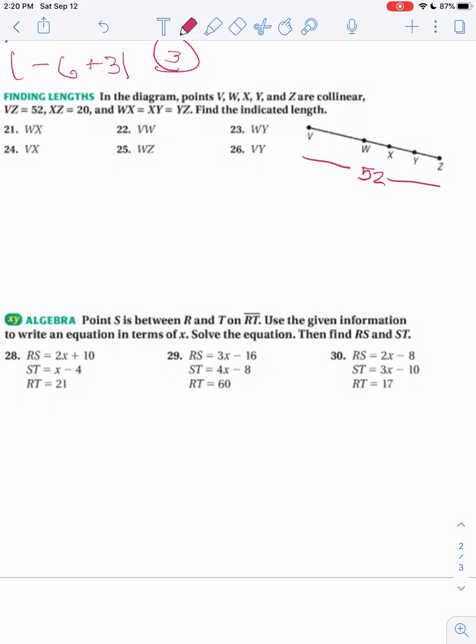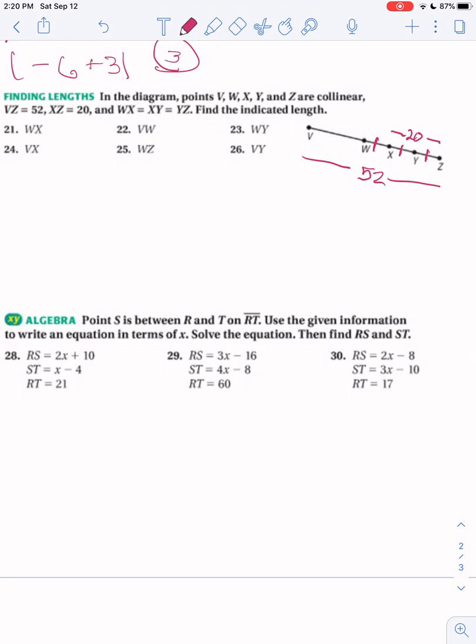Then they tell us XZ is 20. So from X to Z, I know that's 20 units long. Then they tell us that WX equals XY equals YZ. They're telling us those 3 little pieces all have the same length. The way we mark that in geometry is we put a little slash on each. So anybody that looks at your diagram knows that those 3 pieces have the same length.